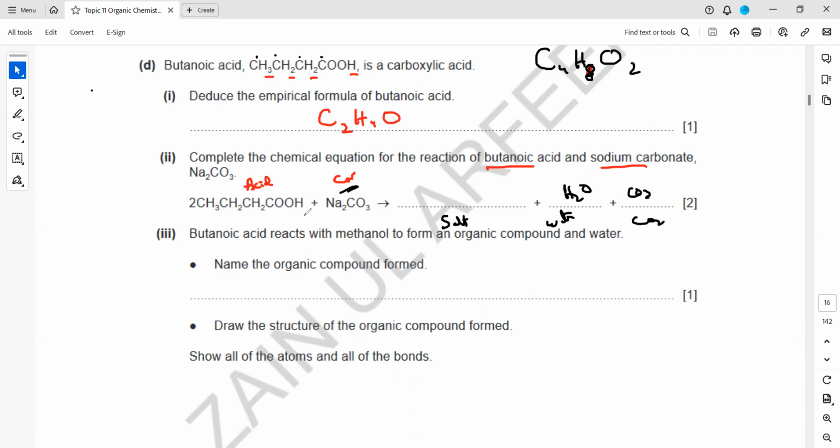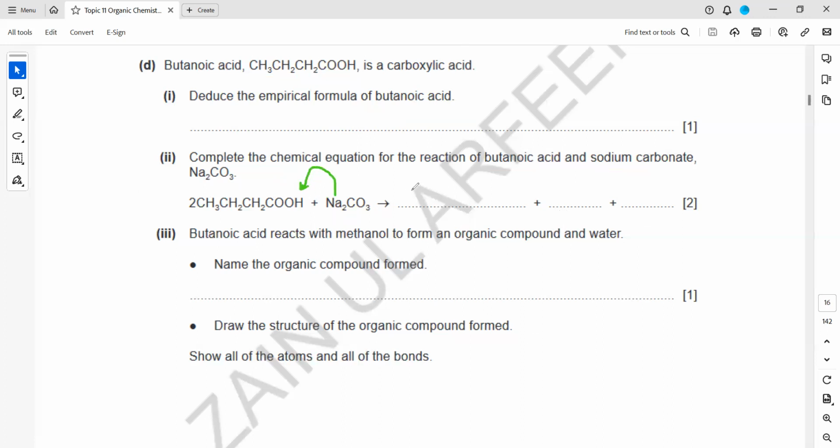Water is H2O, carbon dioxide is CO2, but which salt will it produce? Whenever an organic acid is reacting with a metal carbonate, the metal will take the position of hydrogen. If it is a group 1 metal, then we write as it is. But if it's a group 2 metal, then we write a bracket and 2. If group 3, we write a bracket and 3. So here sodium will take the position of a hydrogen. So we'll have CH3, CH2, CH2, COO, and then sodium. The equation will be balanced at the last. So this will be sodium butanoate, the salt. The water is H2O and the carbon dioxide is CO2. Then balance the equation. If we put 2 here, the equation will be balanced.